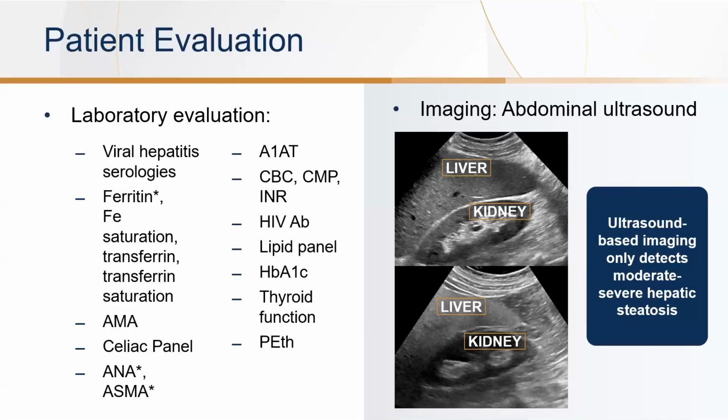On imaging, your ultrasound can detect steatosis. However, you have to have a very significant amount of steatosis for it to show up well on ultrasound. So if you look at the top image where the liver and the kidney are both marked, their brightness is about identical, but on the lower image, the liver is bright in comparison to the kidney. So that's echogenicity, which is an indicator of steatosis.